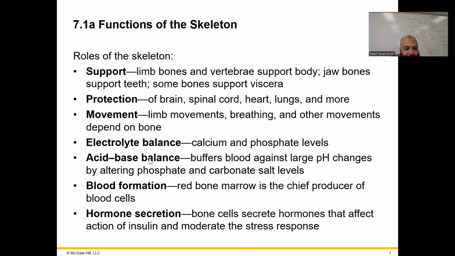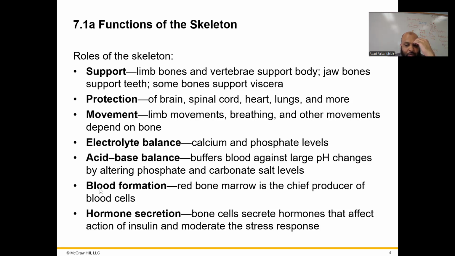There's also acid-base balance. The acid-base balance buffers the blood against large pH changes by altering the phosphate and carbonate salt levels. So remember, we said that the bone is a reservoir. The bone is a bank of salt, supplying us and nourishing us with the proper restoration of salt levels.